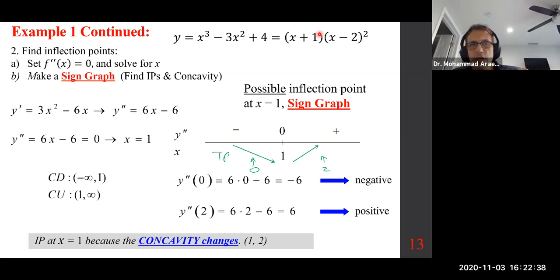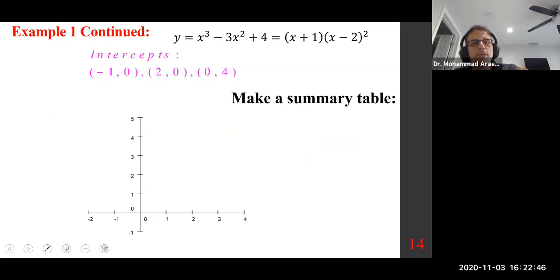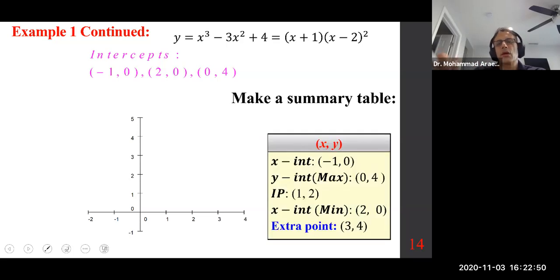Let's put all of this together, everybody. We're going to put all the information together. We have the intercepts. Let's make a summary. Take a look at the summary. We have the x-intercept negative 1, 0. We have the y-intercept, which is also the max at 0, 4. Inflection point at 1, comma 2. X-intercept at 2, 0. One extra point of 3, 4, or do not use it, your choice.